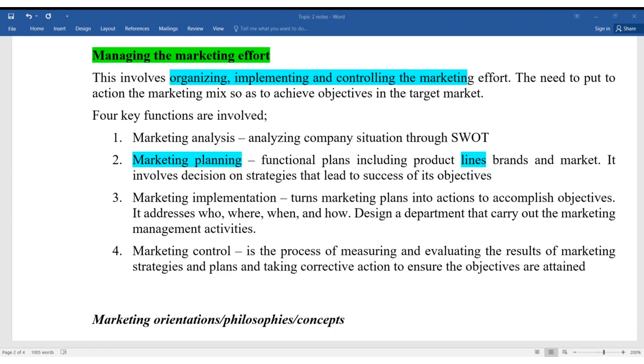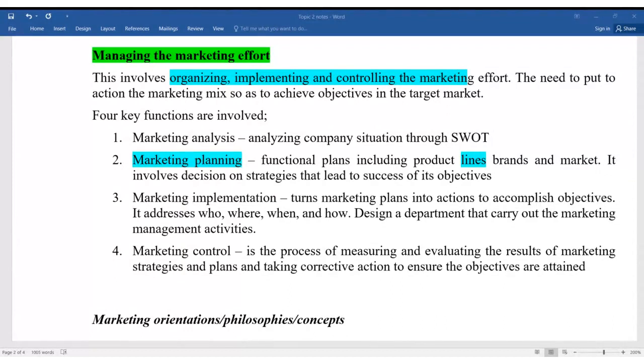Then we also have a product brand. A brand is a single product. For example, for Bidco, Kimbo is a brand. Msafi, for example, is a brand. Bahari cooking oil is a brand. So a brand is a single product.